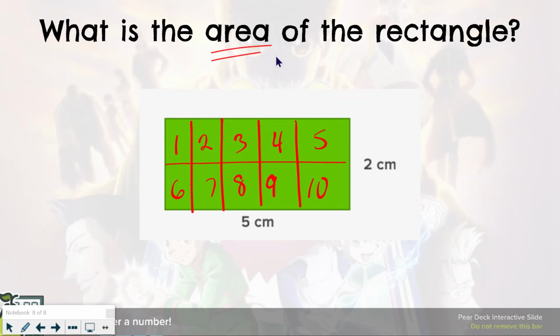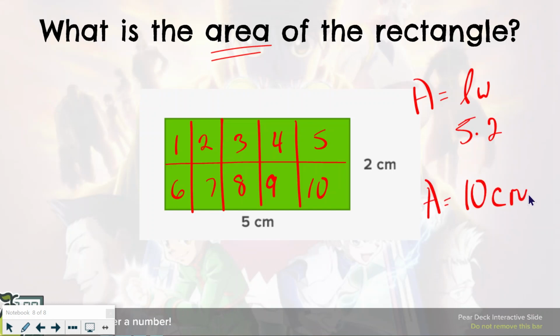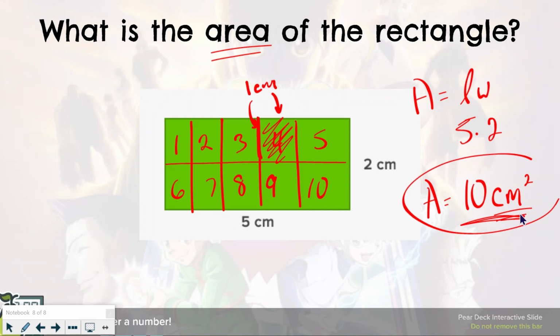Easier way to find that, just using the formula of a rectangle, is length times the width. So length times width, which is 5 times 2. So the area is 10, and we're going to use centimeters squared for that, because it literally represents the number of square centimeters. This is a 1 by 1 square that fits into this. It's 10 of those that could fit in there. So we use the units of centimeters squared.